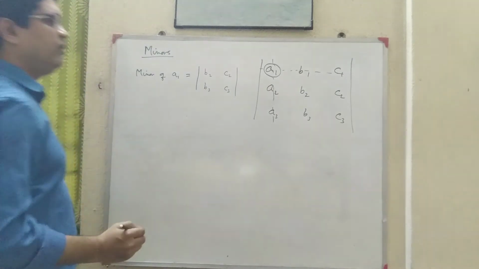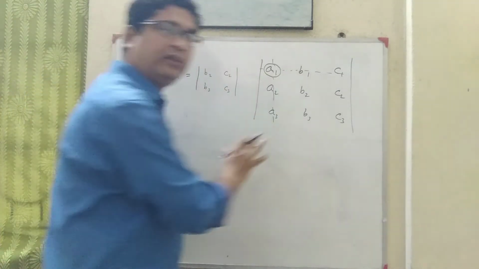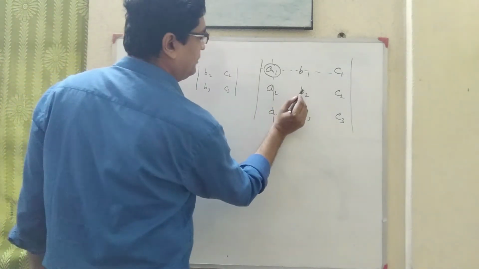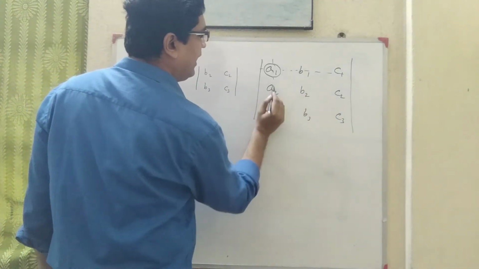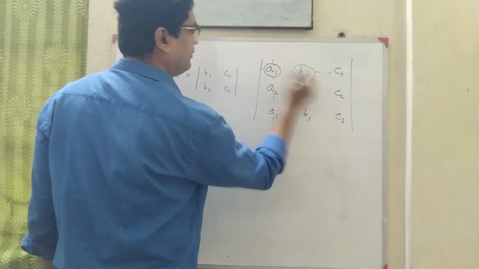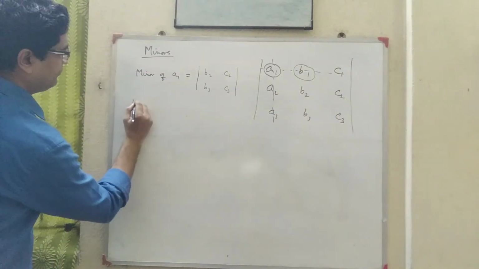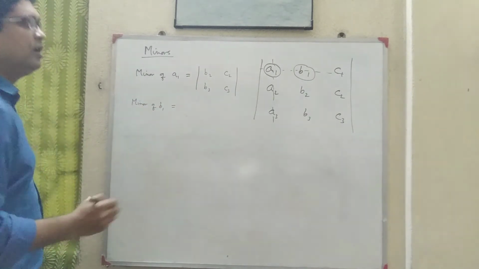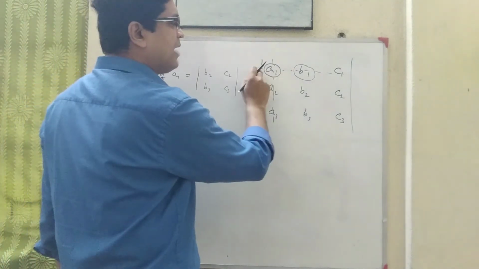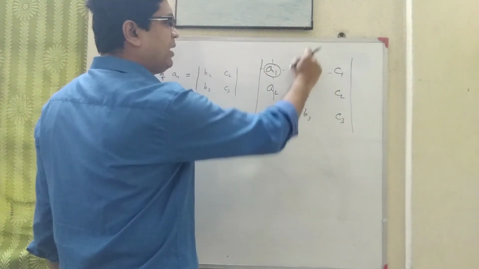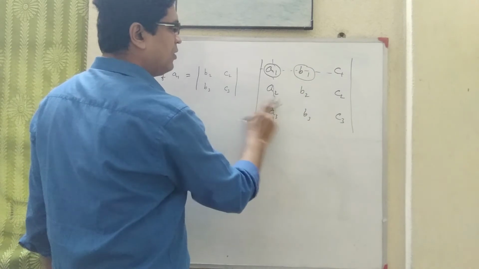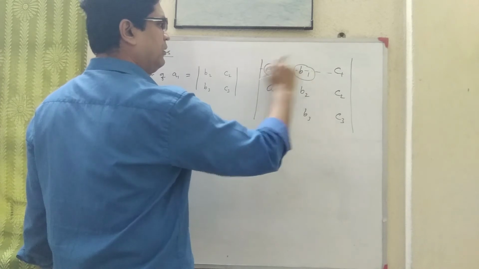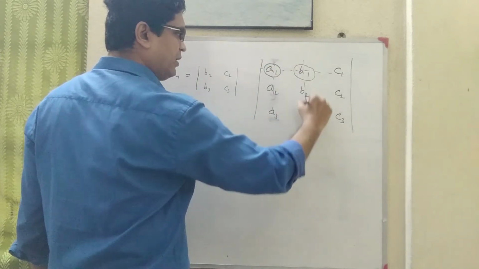Now every element has a minor in a third order determinant. Suppose the minor of A2, or the minor of B1. What will be the minor of B1? B1 lies in the first row and B1 lies in the second column. So you have to cover this first row and second column up.